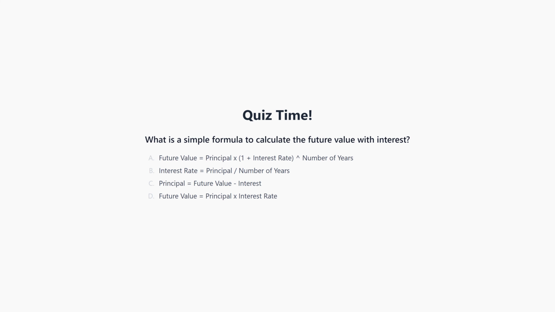What is a simple formula to calculate the future value with interest? Here are the options. Future value equals principal times 1 plus interest rate raised to the power of the number of years. Interest rate equals principal divided by number of years. Principal equals future value minus interest. And future value equals principal times interest rate. You may pause the video now to think about the answer. We will discuss the answer in the next section of the video.